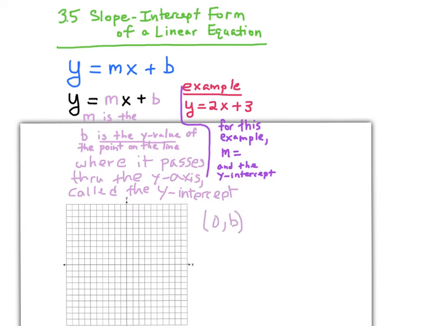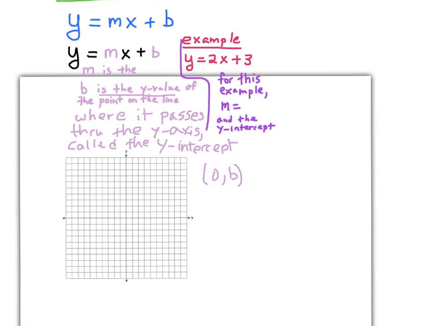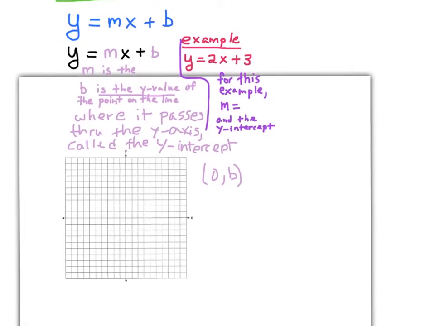So let's try to go ahead and graph this equation right here. If you have y equals 2x plus 3, and the slope is 2, that means we have a rise over run of 2 over 1, and the y-intercept is the point (0, 3). So we need to graph a point first, and the y-intercept is the point we're going to graph, so that's the point (0, 3) right there.